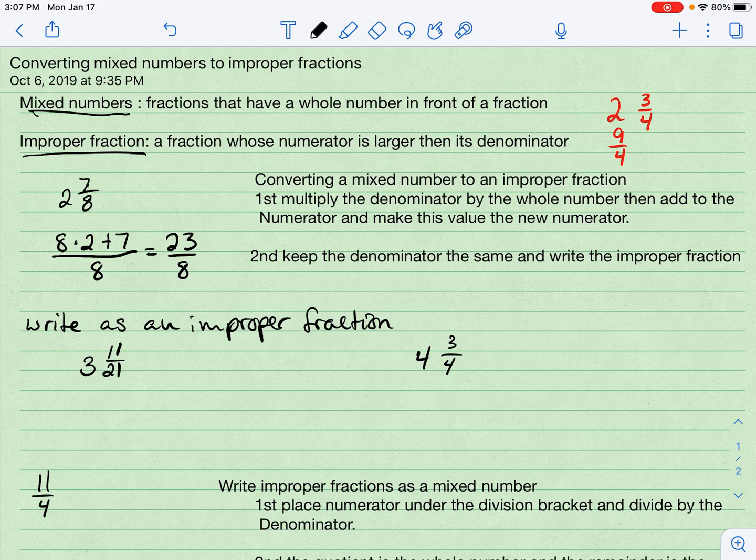All right, 2 more, so same thing. We are going to multiply our denominator times our whole number plus our numerator. Our denominator stays the same. And you notice here I just switched my numerator or my denominator and whole number. That's fine. It doesn't matter which way you multiply them. You'll get the same answer. All right, 3 times 21 would be 63, plus 11 would be 74.